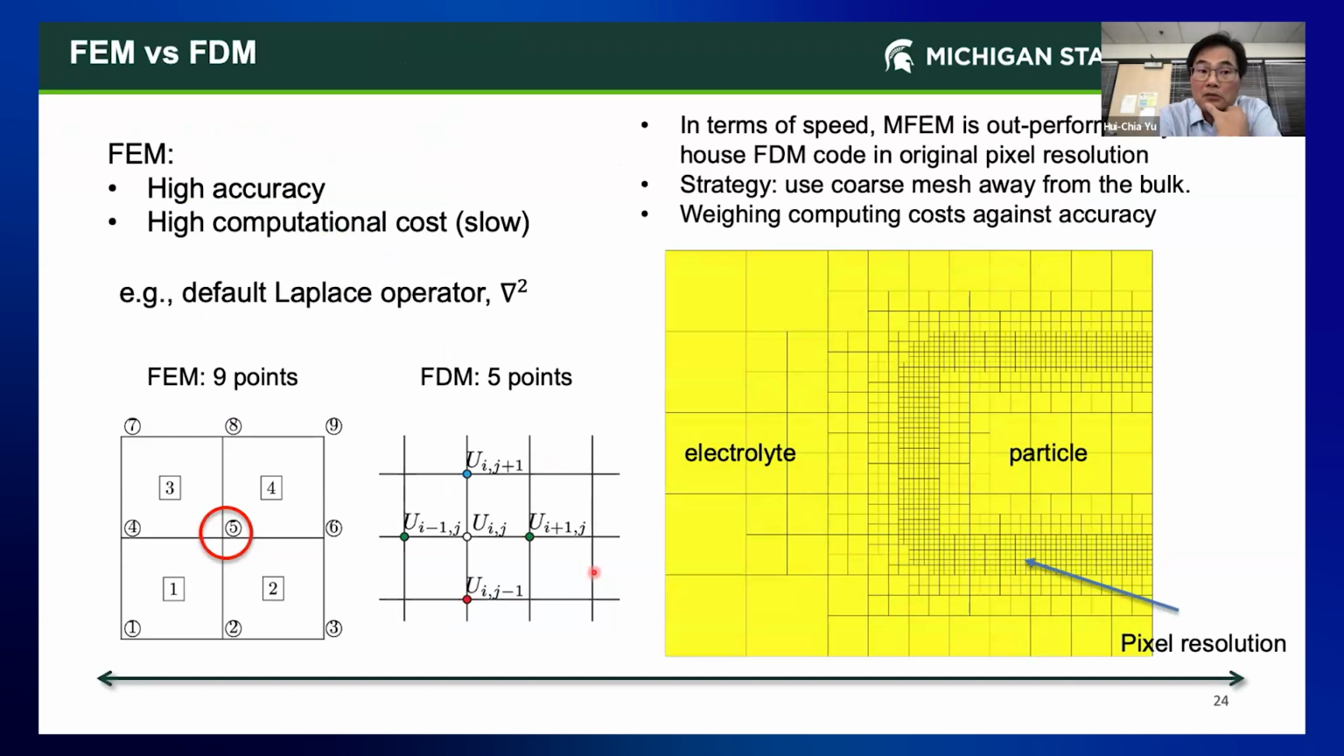So we noticed the difference between FEM and FDM, finite difference: FEM is much higher accuracy, but the catch is also very high computational cost. Here I give a very quick example. If you want to calculate a Laplace operator in 2D at a point, you will need all 9 points, including the 8 surrounding neighbor points. But in the plain finite difference, you only use the 4 direct neighbors.